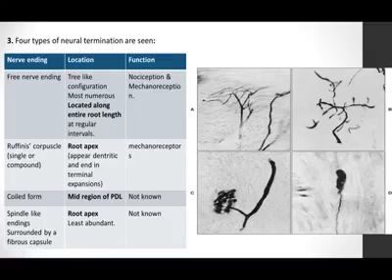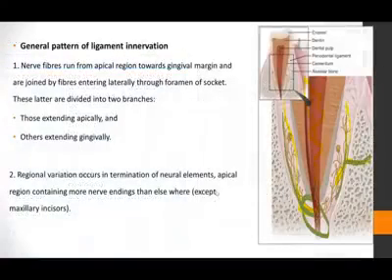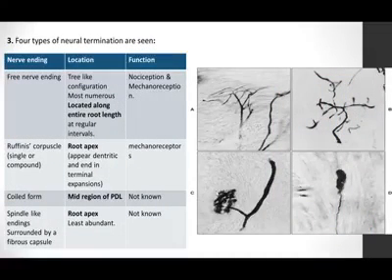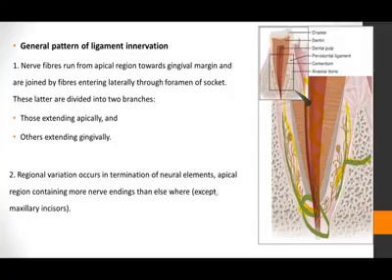Then we have the terminations of these nerve endings. These nerve endings could terminate in different manners within the periodontal ligament. They could either terminate as free nerve endings, or they could terminate forming a Ruffini corpuscle. They could terminate in a coil form ending, or they could terminate in spindle-like endings surrounded by the fibrous capsules. So we have three patterns the periodontal ligament innervations could follow.